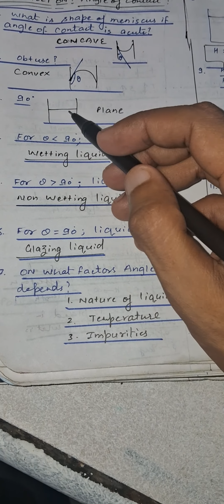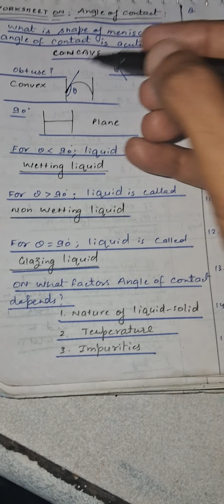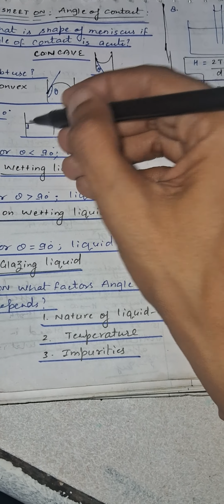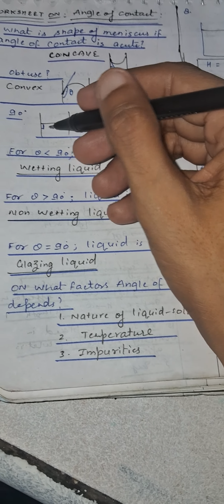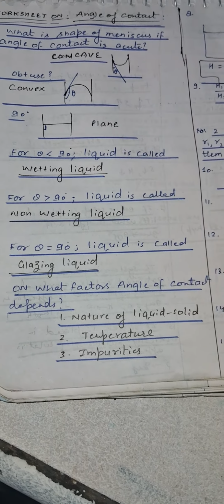Then it's a plane surface for a 90-degree angle. It will be like plane, as you can see over here. So the angle of contact between the contact surfaces is 90.